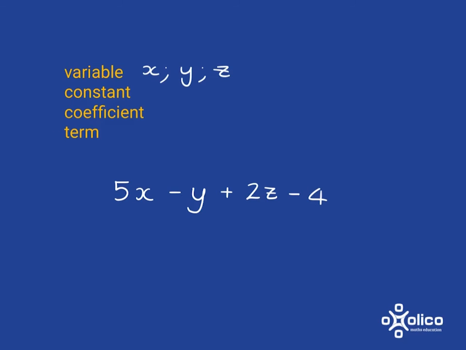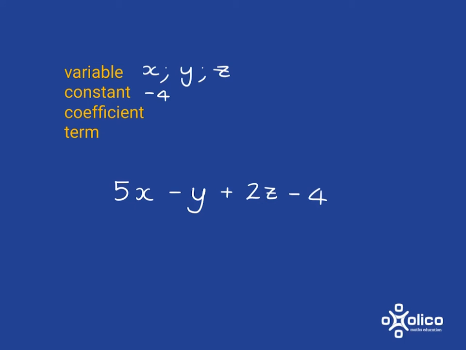Constant, on the other hand, is almost the opposite. It's the thing that doesn't change, that doesn't have any different values, and the only thing that's not going to change its value is this. It's the 4, and we mustn't forget to put its sign with it. So the constant in this expression is negative 4.